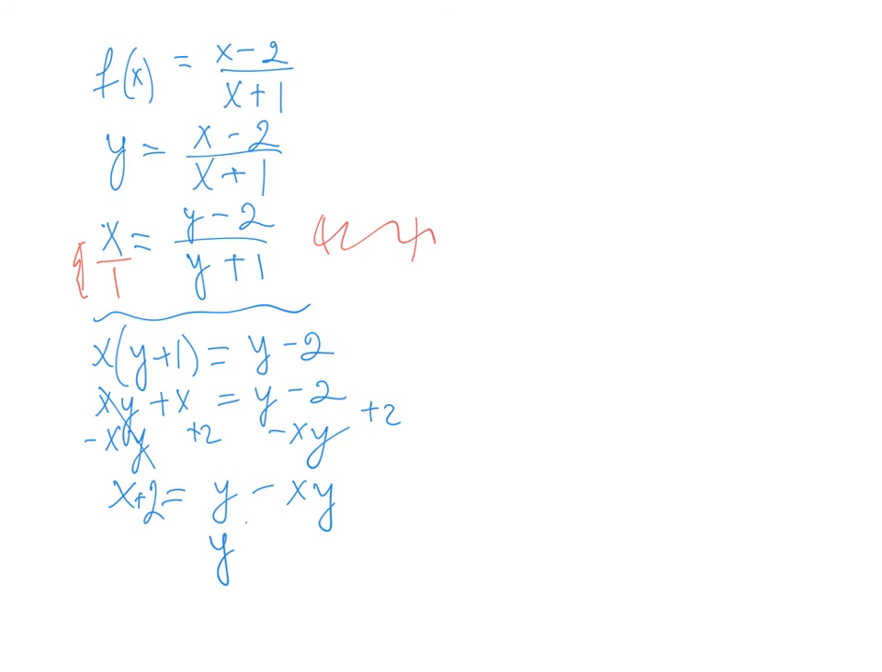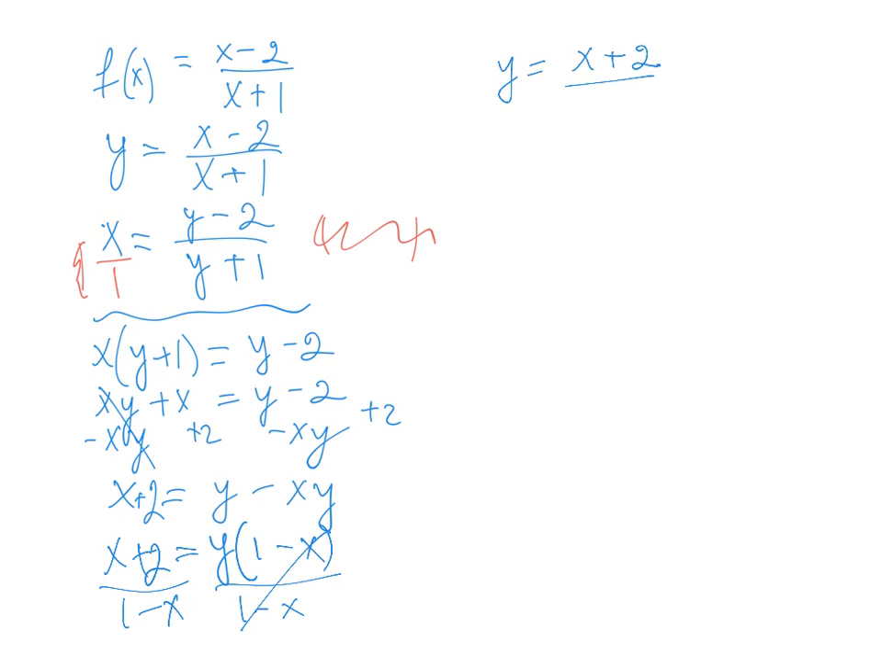I need just one y. So it will be y times 1 minus x equals x plus 2. And finally, I'm going to divide both sides by 1 minus x, and this is my answer. This cancels, so it's y equals x plus 2 over 1 minus x. Do they look inverse? Nah, not really.